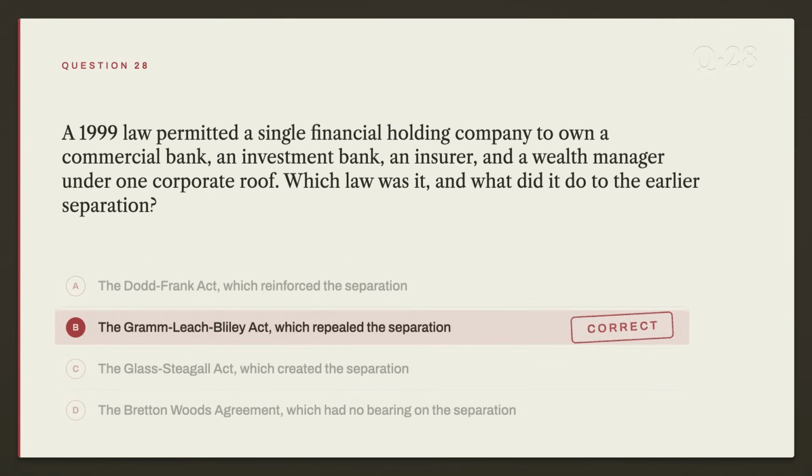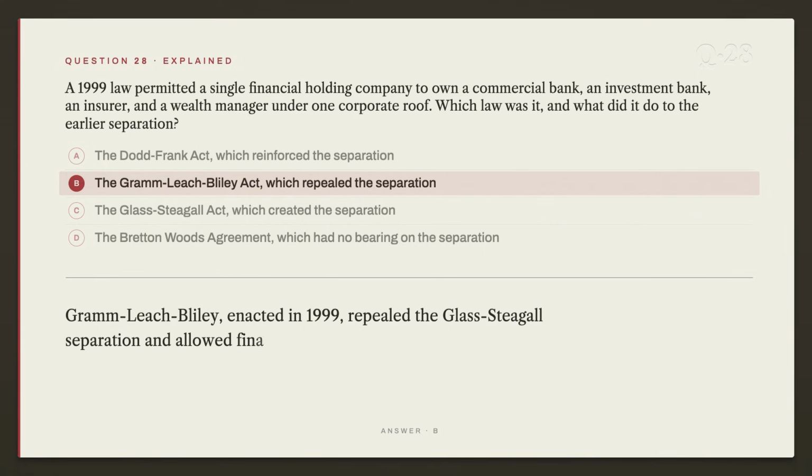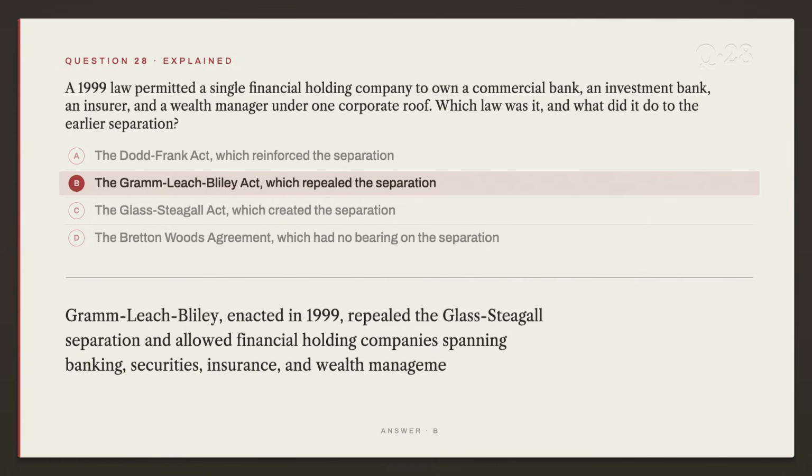The correct answer is B. The Gramm-Leach-Bliley Act, which repealed the separation. B is correct because Gramm-Leach-Bliley, enacted in 1999, repealed the Glass-Steagall separation and allowed financial holding companies spanning banking, securities, insurance, and wealth management. That permission is what produced the large, diversified financial institutions common today. The reflex worth holding is that Glass-Steagall built the wall and Gramm-Leach-Bliley tore it down.